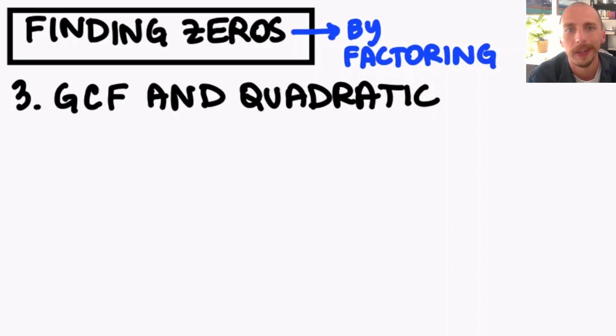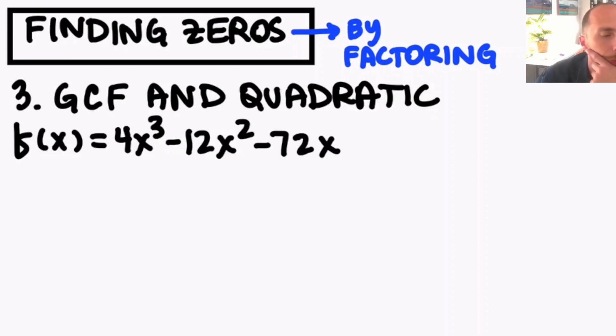All right, now let's move on and try another factoring type. So greatest common factor followed by a kind of pretty standard quadratic. Right, so I'm going to look for the greatest common factor here. I've got 4x to the 3 minus 12x to the 2 and negative 72x, and I'm going to try to pull out at least that x and probably also the 4.